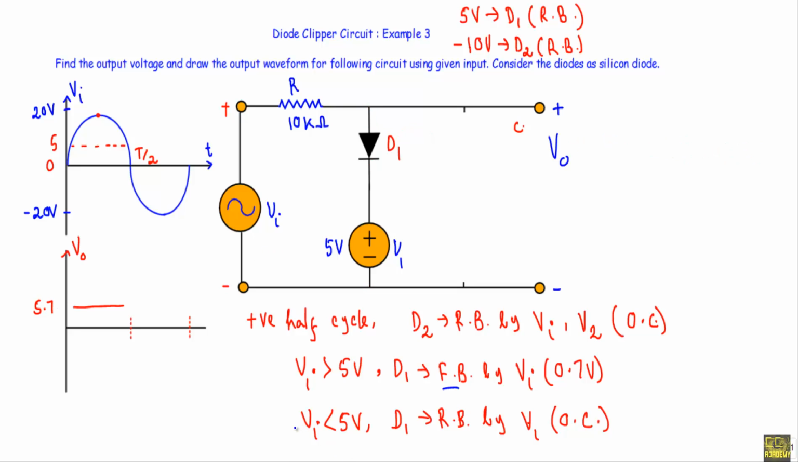Now consider this case when Vi will be less than 5 volt. When Vi will be less than 5 volt, the diode D1 will be in reverse bias by this voltage source V1. As a result, I can replace it with an open circuit. If I replace the diode D1 with an open circuit, I will get a circuit like this. Now see, in this circuit, the current flow I will be equal to 0 because there is no path for current flow.